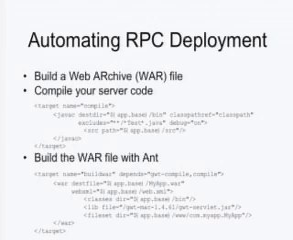So to build a WAR file, the first thing you want to do is compile your source code to make sure that it's ready for the server. And this is compiling the server side of your code, which is just using a regular Java compiler to compile your server side, your GWT RPC servlet. Then once you have that compiled, you can actually build the WAR file.